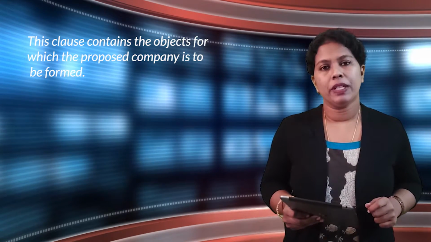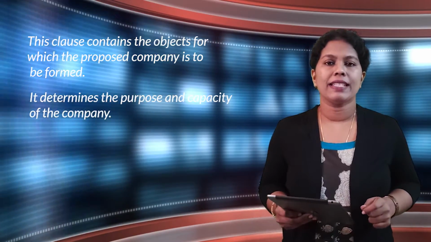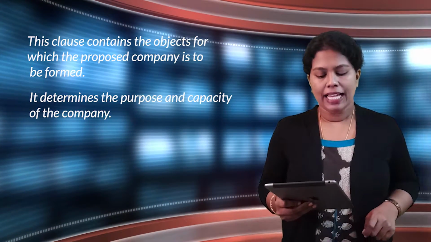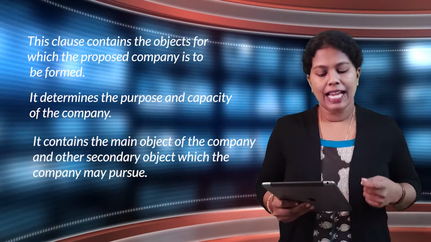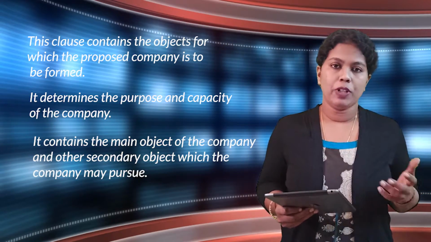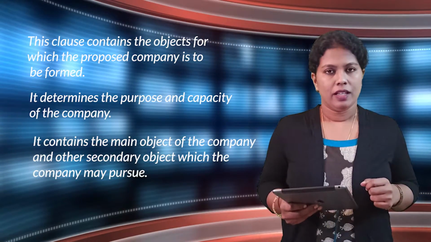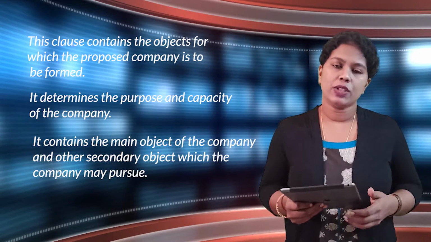Hence, this clause contains the objects for which the proposed company is incorporated. It determines the purpose and capacity of the company, and it contains the main object of the company as well as the secondary object which the company may pursue in future. So this is one of the important clauses in the Memorandum of Association.